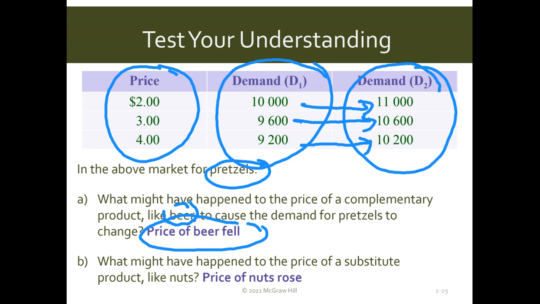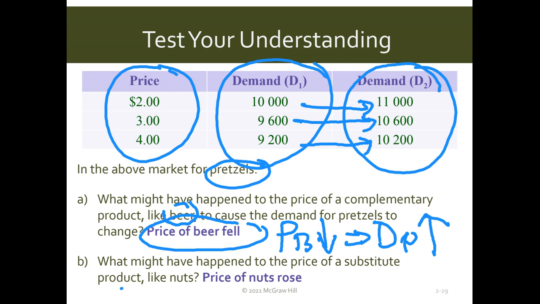I know, because when the price of beer falls, then demand for pretzel must increase. I told you for complementary products, the relationship is inverse. So whenever the price of beer decreases, it becomes cheaper, and therefore people would buy more beer, and in order to use more beer, they need to buy more pretzels, and therefore demand for pretzel will go up.